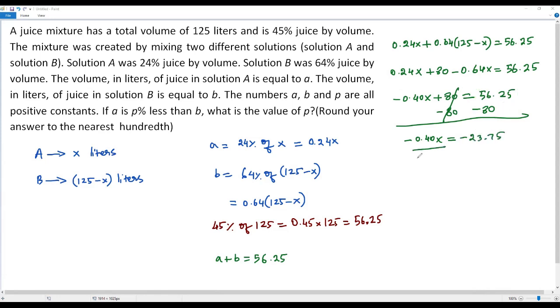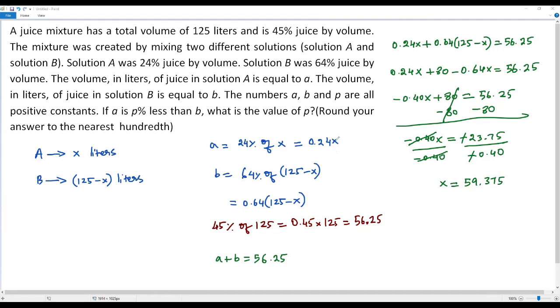Okay, now let me divide both sides of this equation by negative 0.40. Let me do it. Here negative 0.40, negative 0.40 will cancel out. I am getting x on the left side. Here this negative will cancel out. When I divide 23.75 by 0.40, I am getting 59.375. Now we can plug in this value for x over here to get the value of a.